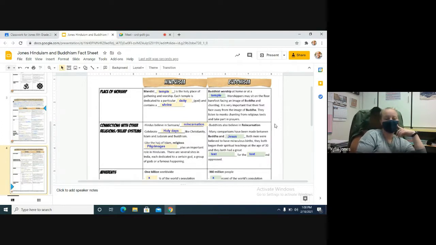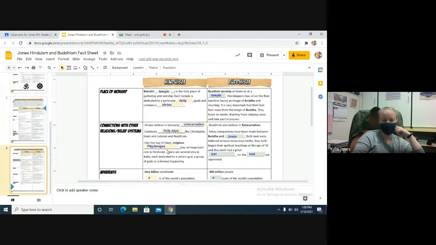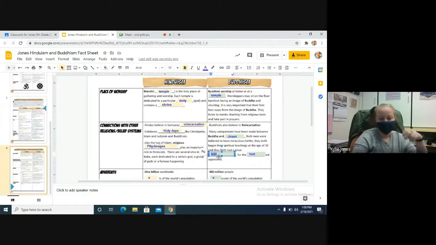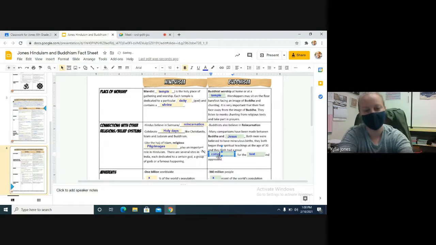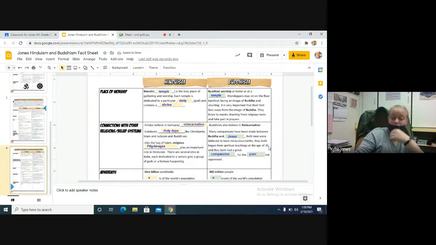Both men were believed to have miraculous births. They both began their spiritual teachings at the age of 30, and they both had a great compassion for the poor and oppressed. Compassion for who? The poor people. So they have compassion for the poor and oppressed.